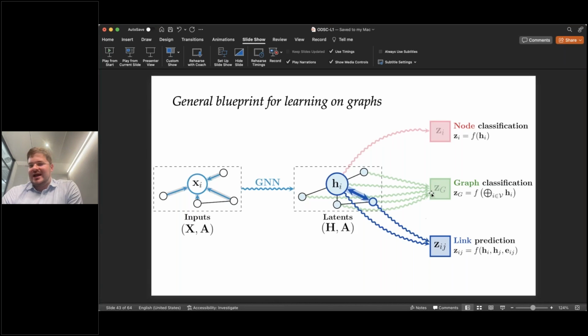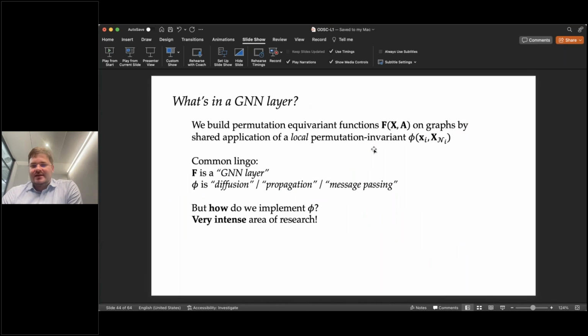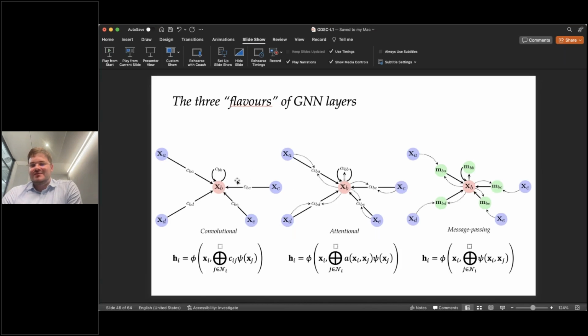And this slide, I would argue, describes 99.9% of discrete deep learning applications today. Almost all of the big applications I told you about previously can be seen as one of the three pathways inside this slide over here. And I still haven't told you how to implement this local function phi, and it's a super intense area of research, but fortunately you can classify almost all of them across these three spatial flavors, which look like this: convolutional, attentional, and message passing. Here I've just listed them for reference.